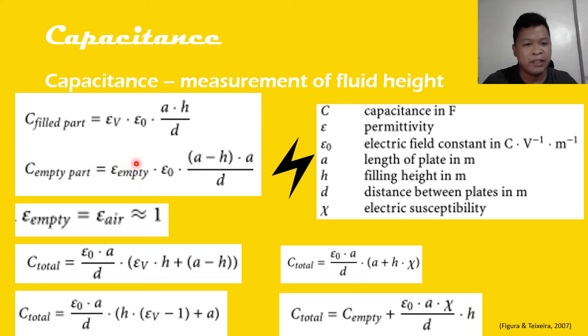Kasi yung empty, permittivity siya ng air. Filled part, of course, then it's the permittivity of the fluid. Okay, so you can just expound these equations, and essentially we get this total capacitance to be a function of our variables. So definitely as the height changes, the total capacitance would change, okay, because both the capacitances of the filled and empty parts are dependent on the height factor.